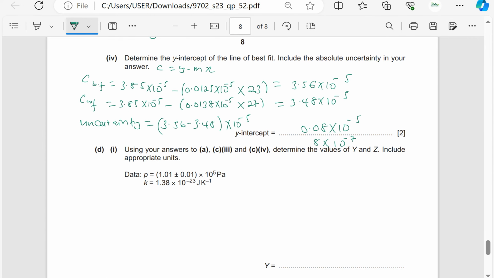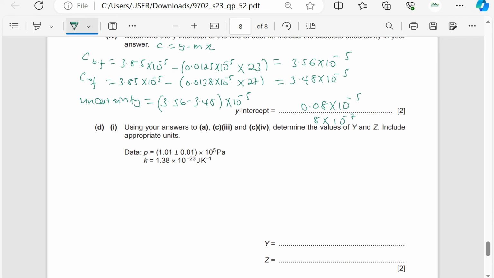Okay. Using your answers to A, C Roman 3, C Roman 4, determine the values of Y and Z, include appropriate units. Okay. So I want you to remember that the gradient from the first page was equal to Y times K divided by P. So if I want to find a value for Y, Y will be P times the gradient, and I will divide this by K.